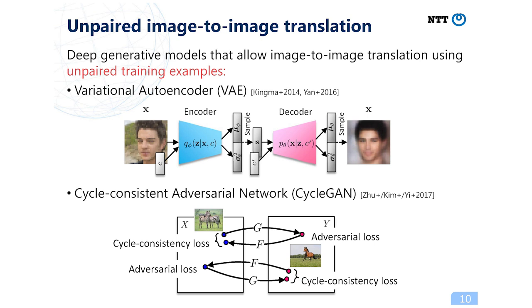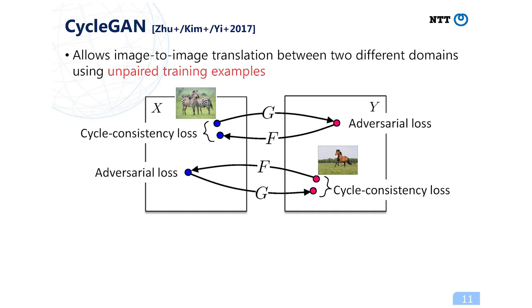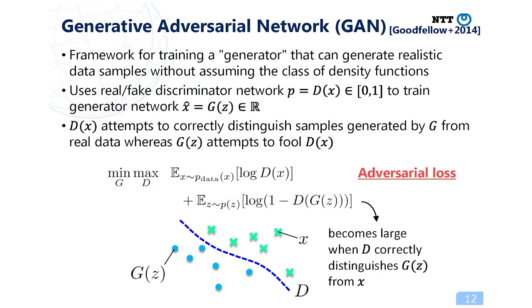Another important approach worth noting is called the cycle-consistent adversarial network, CycleGAN. To explain the principle behind CycleGAN, I will explain the theory of the generative adversarial network. So the generative adversarial network, GAN, is becoming so popular, so maybe I don't have to explain this to you, but just in case you're not familiar with it, let me try to explain it.